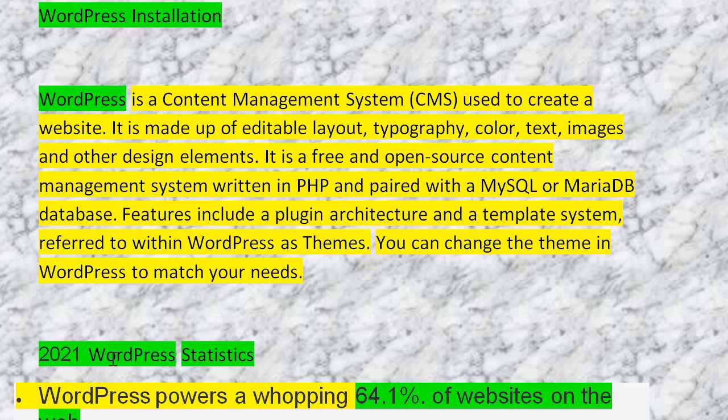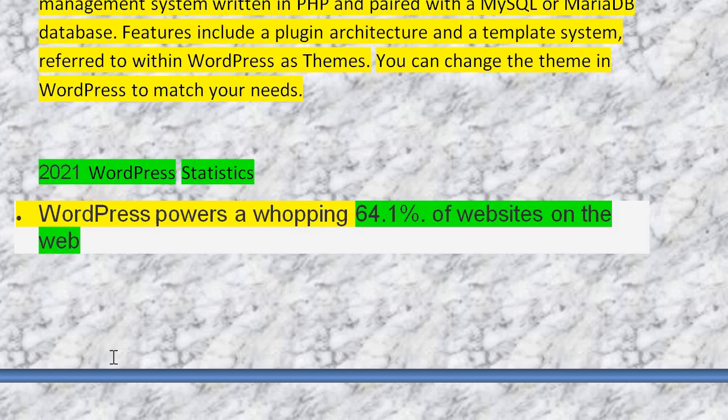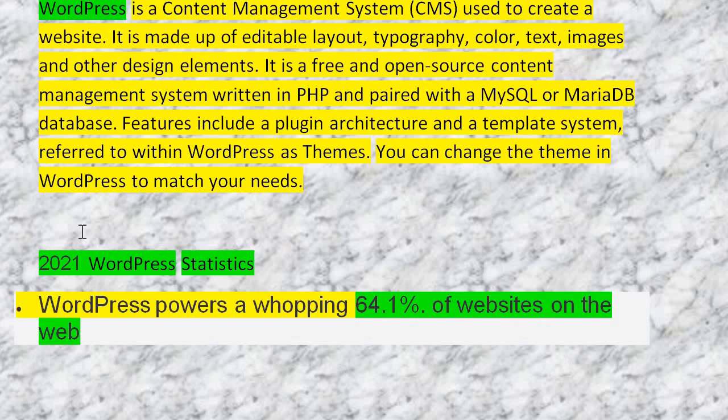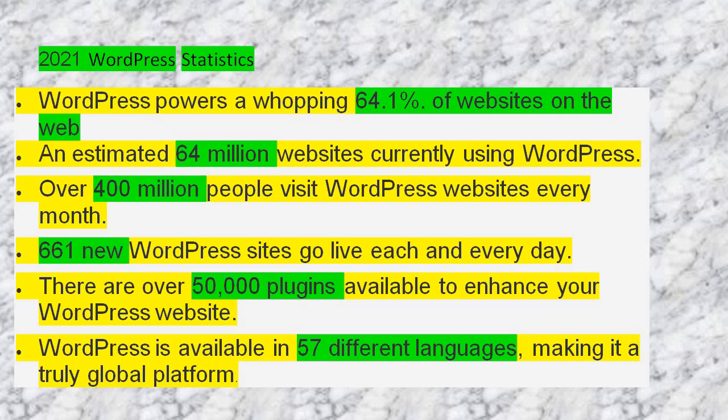Now let's look at WordPress statistics. With these statistics we will know how powerful and how reliable WordPress has been. You can see WordPress today, as of 2021, runs a whopping 64.1% of websites on the web. Before, it used to be around 30 something.